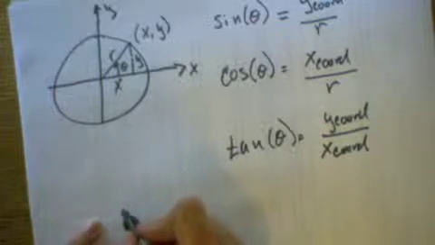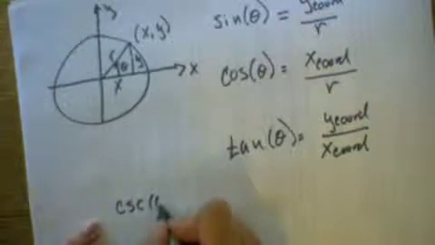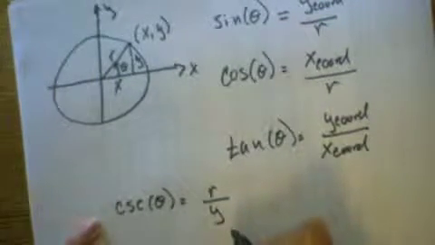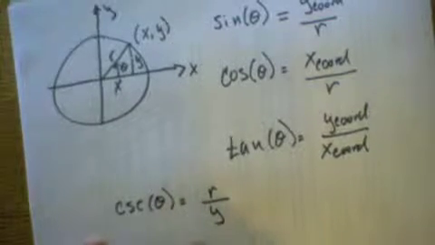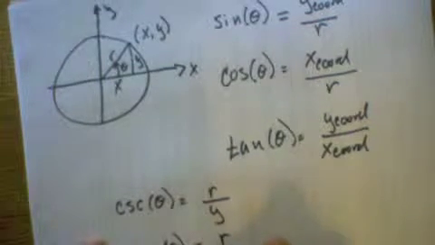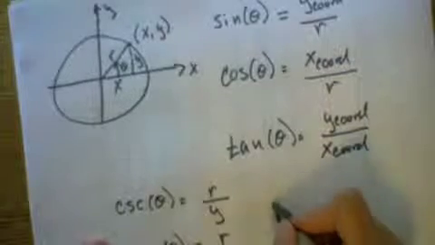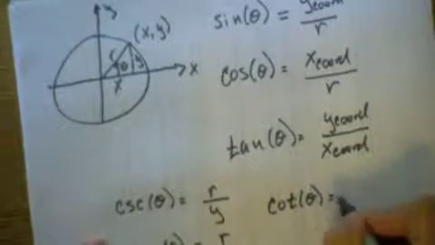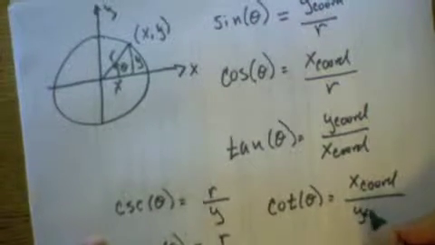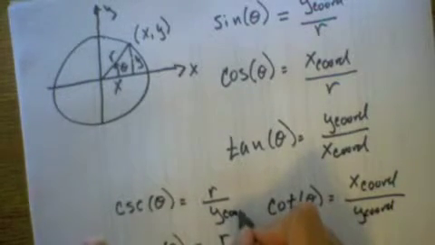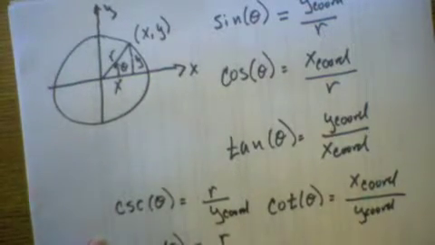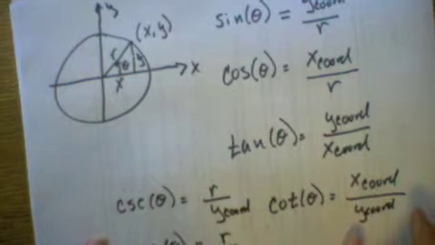The one that goes with sine theta is cosecant theta. So that would be the reciprocal of sine. That's r over y. We have secant theta, which is the reciprocal of cosine, so that would be r over x. And we have cotangent of theta, which is the reciprocal of tangent, x coordinate over y coordinate. And of course these are referring to the y coordinates and x coordinates. Okay, now let's keep this in mind through our whole discussion.